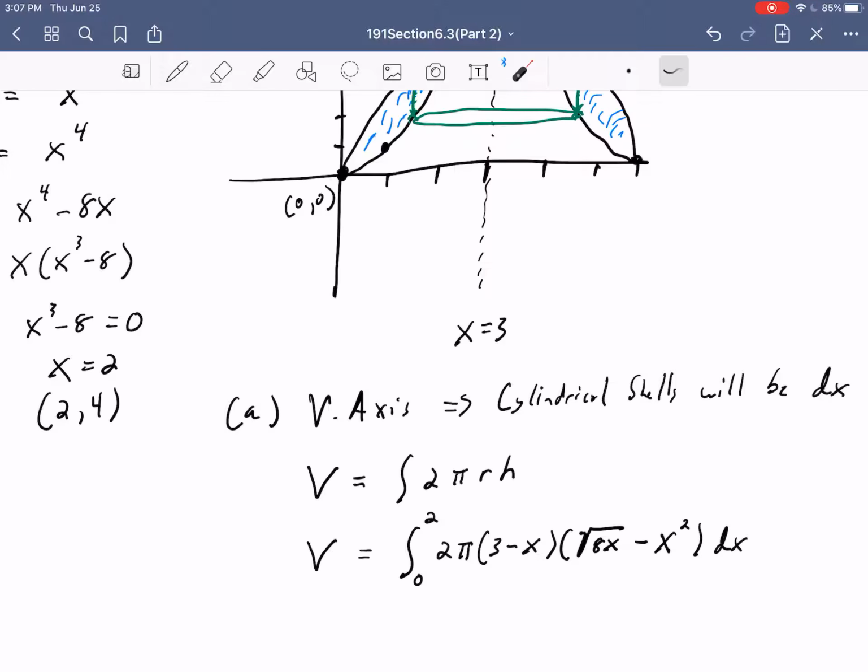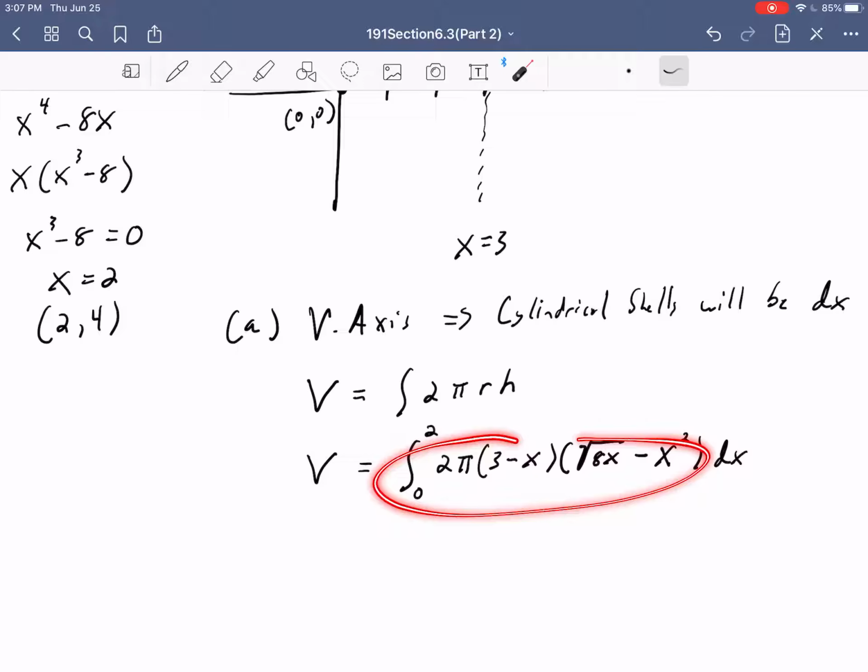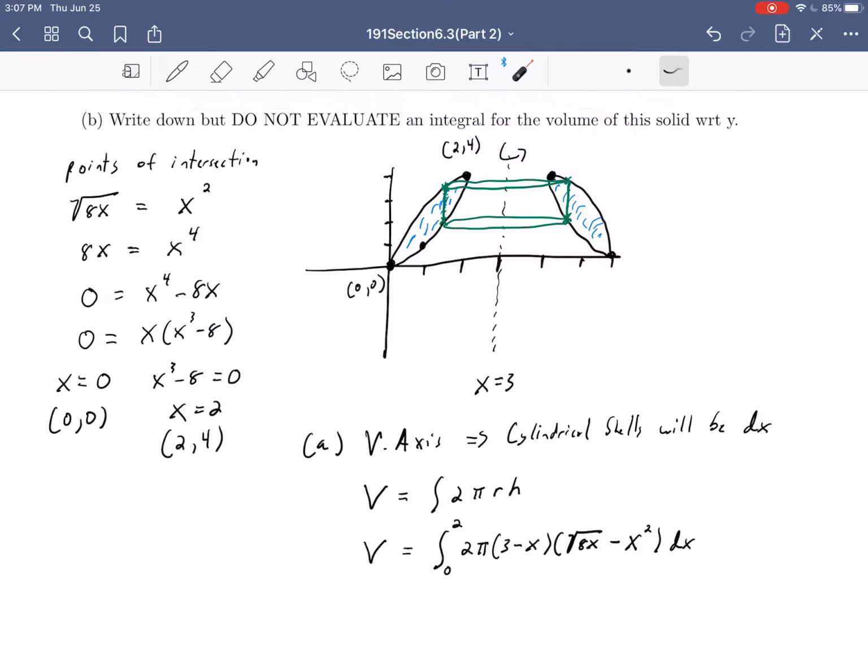We're not going to go through and evaluate this. If you did need to evaluate it, the first thing you would need to do is multiply these things out, and then hopefully you could get away with just power rules from there. You would have to be a little careful with that square root of 8x, probably treat that as a u substitution. But there we go. We've handled part A of this.